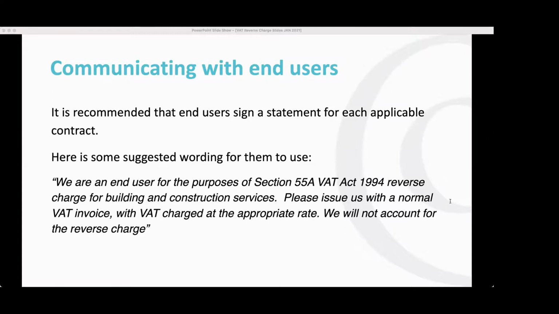For businesses that often deal with end users, the practical way of dealing with the question of end user status is for the business to include a statement in their terms and conditions to say they will assume that their customer is an end user, unless they are not. This places a responsibility on the customer to respond if this is not the case.